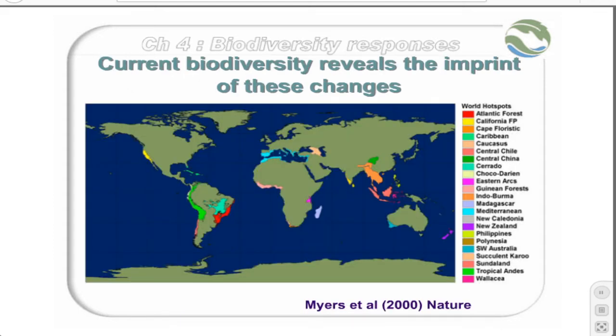In fact, it's even possible that the current distribution of biodiversity hotspots around the world may even reflect the imprint of those past changes. This is a very interesting aspect of the Earth's pattern of vegetation distribution. Is it possible that when we look at current hotspots of biodiversity, we're seeing a reflection of past climate change?